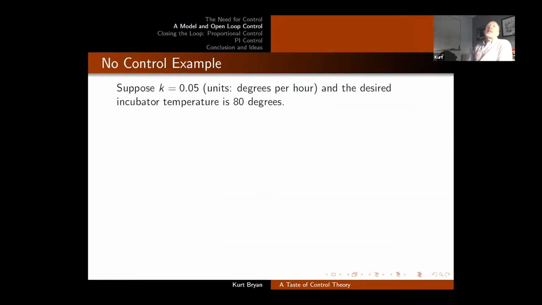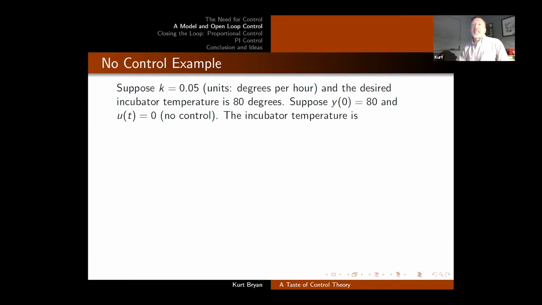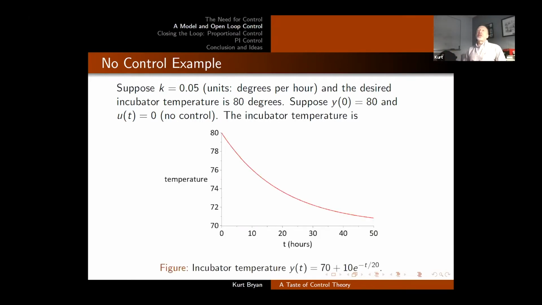So let's take a cooling constant of 0.05. In this case, it would have units of degrees per hour. And suppose we start the incubator at the precise correct temperature, 80 degrees, the desired temperature, but we don't exert any control. We don't turn the heating element on. The incubator temperature looks like this. That's the solution with Newton's law of cooling: 70 plus 10e^(-t/20). The formula is unimportant. The graph is what's important. The incubator slowly cools down to 70 degrees. That doesn't cut it. We want it to stay at 80.